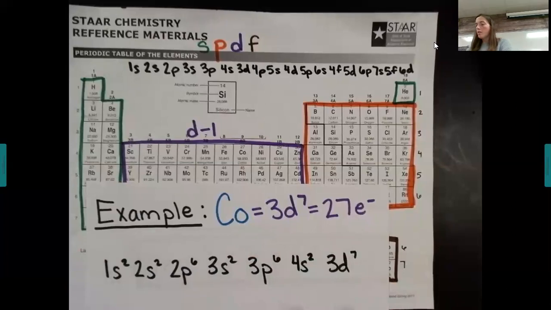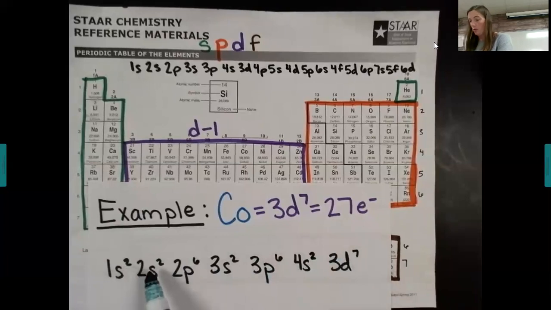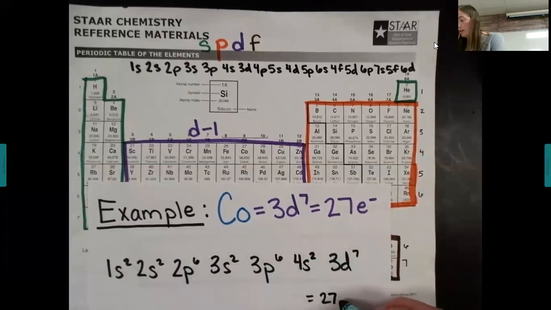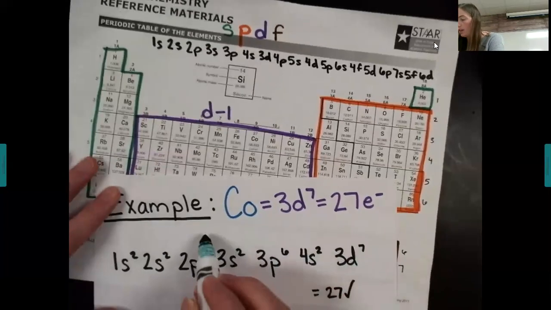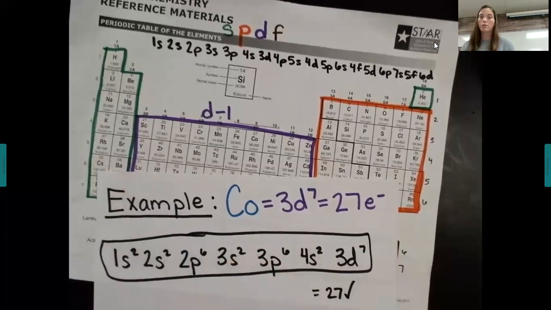All right, now everybody has a superscript next to it. So to double check that I have the right superscripts in the right places, I'm going to add them all together to see if I get 27. 2 plus 2 is 4, plus 6 is 10, plus 2 is 12, plus 6 is 18, plus 2 is 20, plus 7 is 27. And that is what I need. So this is the electron configuration that we need for cobalt.